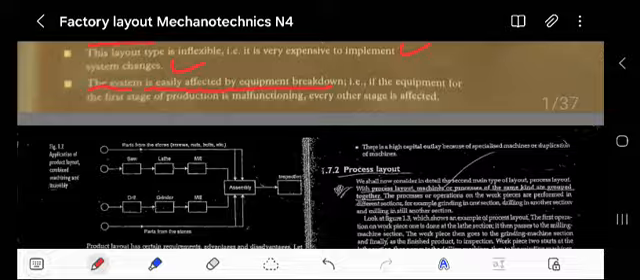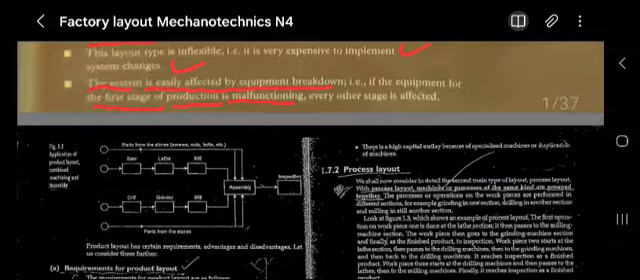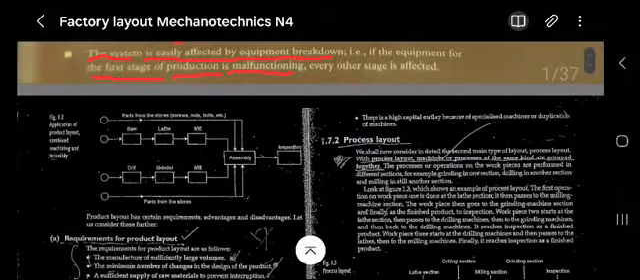Then, for example, if the equipment for the first stage of production is malfunctioning, that means it does not work. Every other stage is affected, because this thing is working in stages. You see, this is the disadvantage: if a certain equipment is broken, everything must stop. Then there's a loss there. You must maintain your equipment.